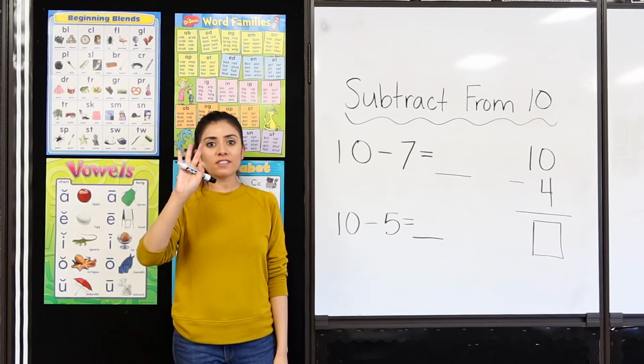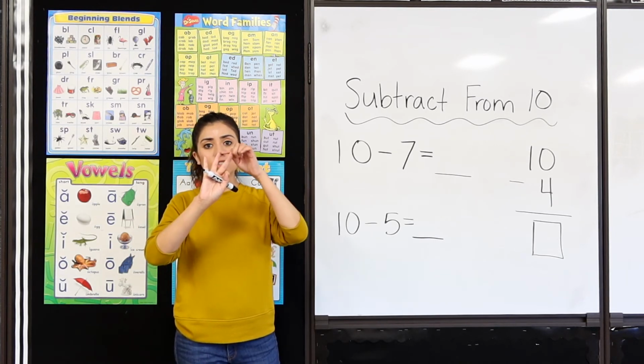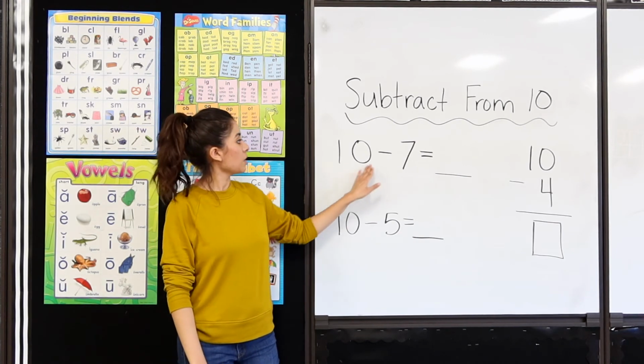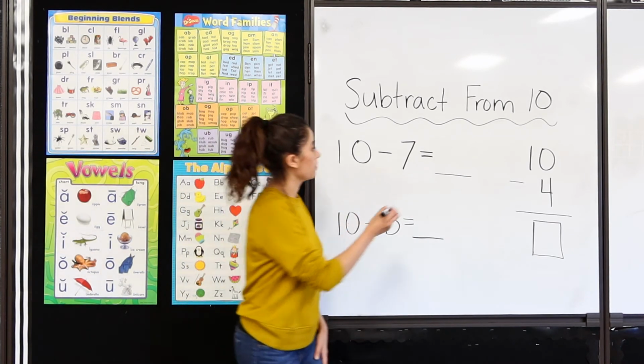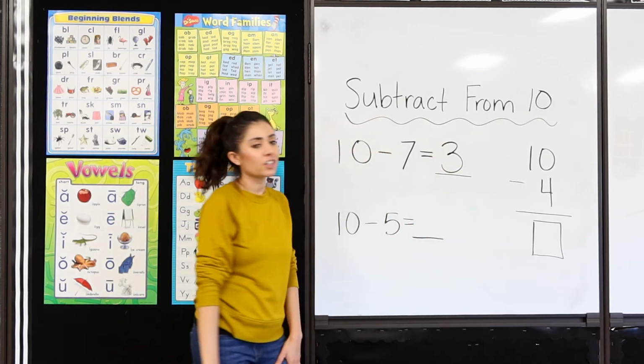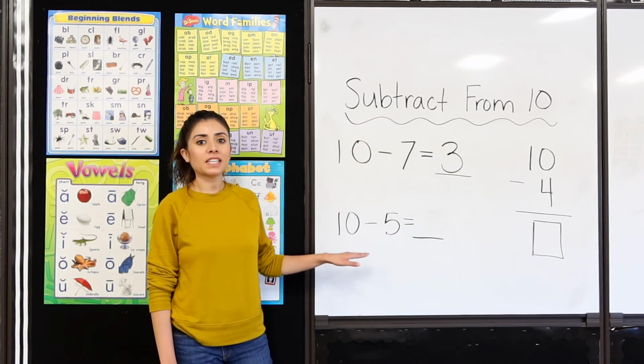How many fingers do I have left? 1, 2, 3. 10 minus 7 equals 3. Good job. 10 minus 5.